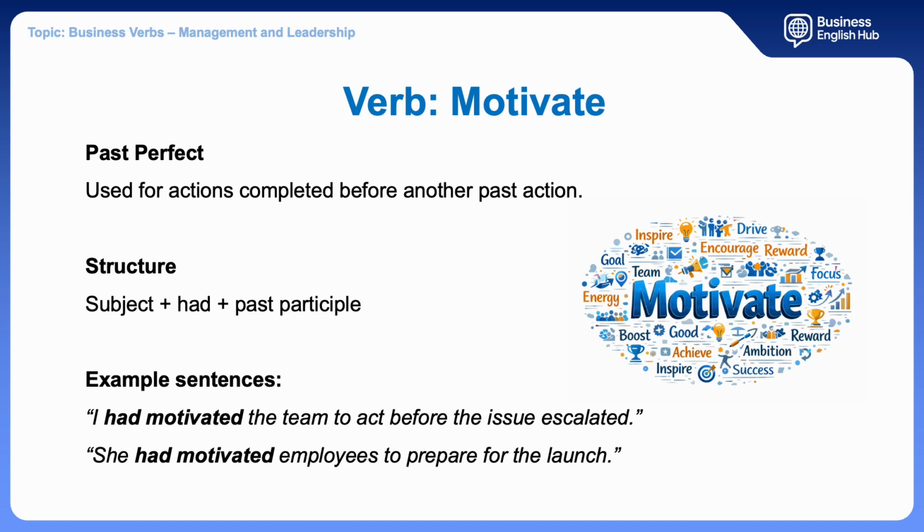The past perfect of the verb motivate is used for actions completed before another past action. The structure for this is subject plus had plus past participle. Example sentences include: I had motivated the team to act before the issue escalated. She had motivated employees to prepare for the launch.